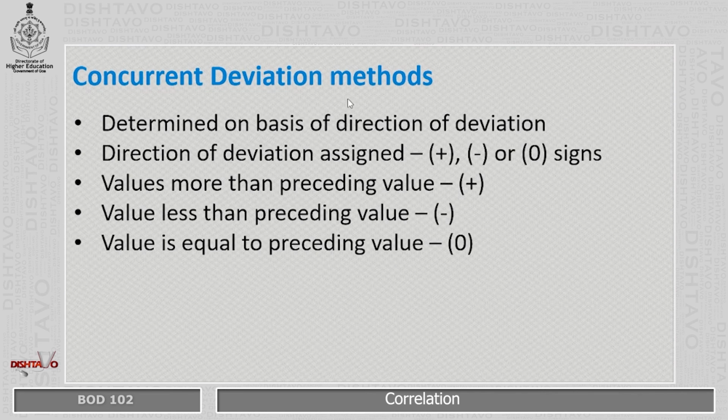In the concurrent deviation method, it is determined on the basis of direction of deviation. The direction of deviation is assigned by positive, negative, or 0 signs. Values more than the preceding value will be positive. If the value is less than the preceding value, then it will be negative, and when it is equal to the preceding value, it will be 0.